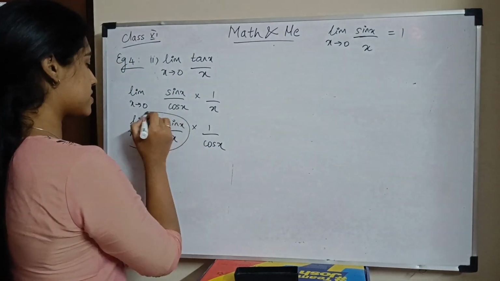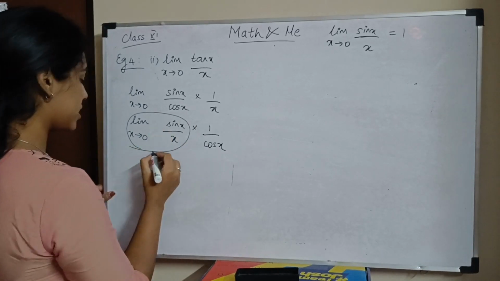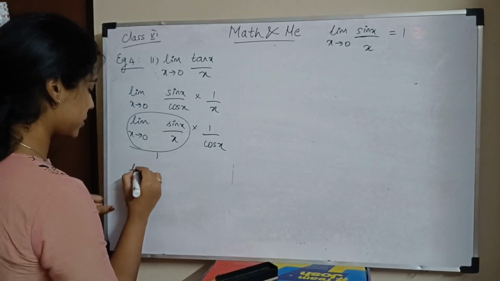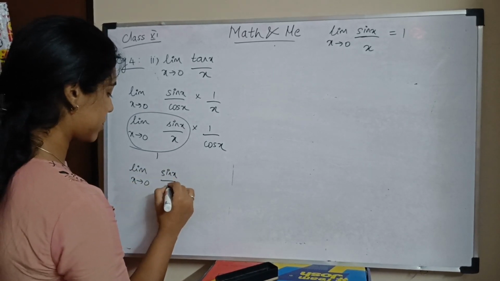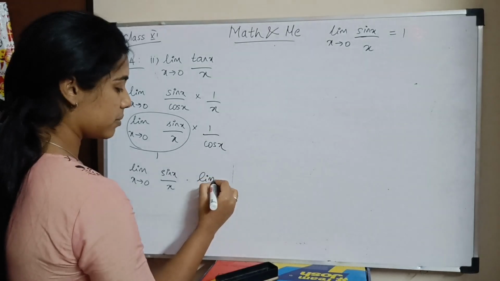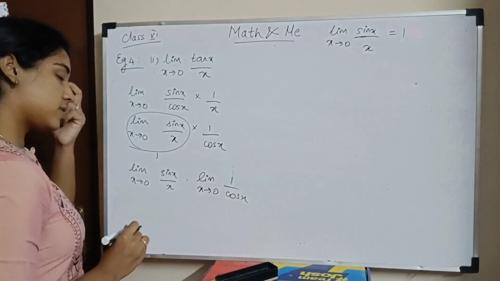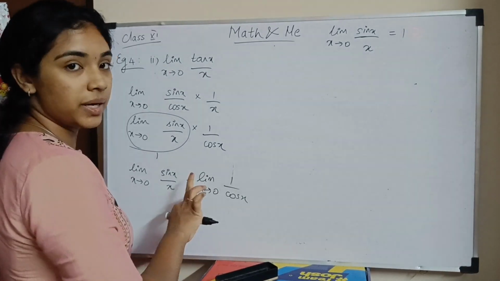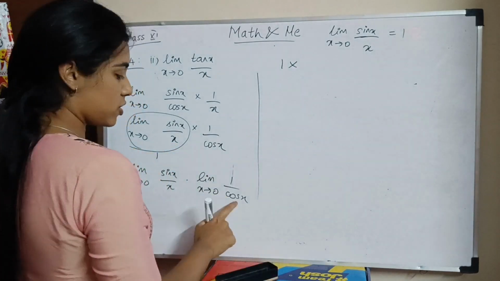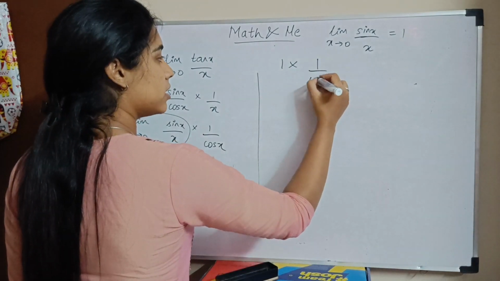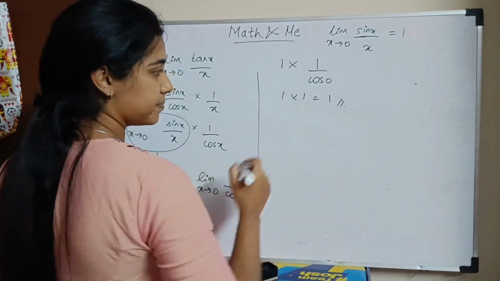Because I want this term. So what is this? It is 1. So I'm going to split the limit. What do you have? Limit x tends to 0 sin x divided by x times limit x tends to 0 1 by cos x. So this is one of the formulas that we saw. Multiplication la limit split பண்ணலாம். So what do you have? 1 times 0 substitute பண்ணா என்ன ஆகும்? 1 by cos 0. So what do you have? 1 into 1 which is 1.